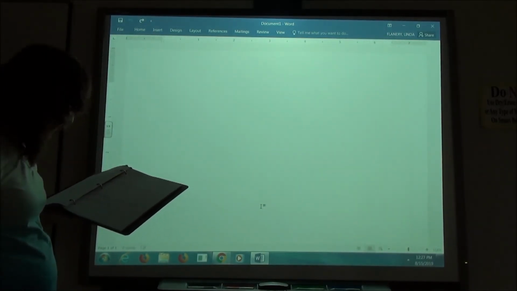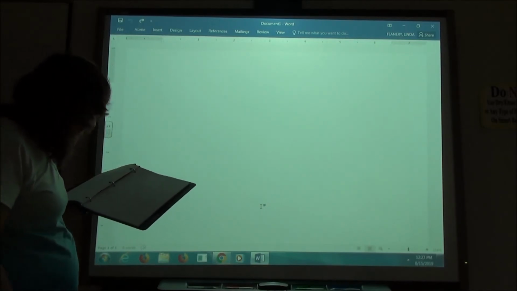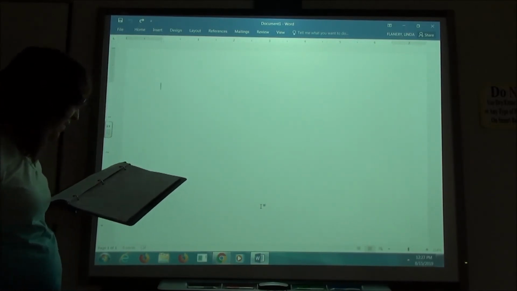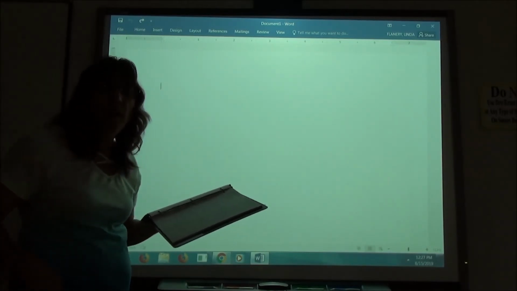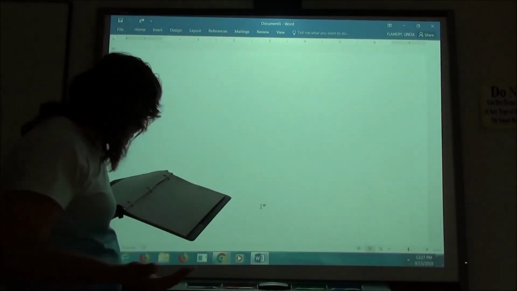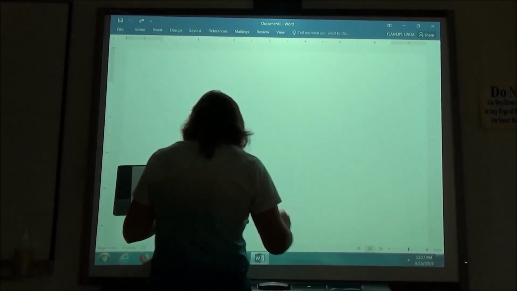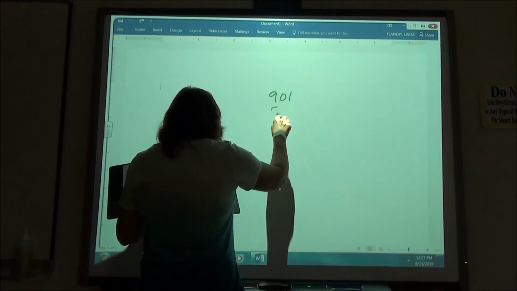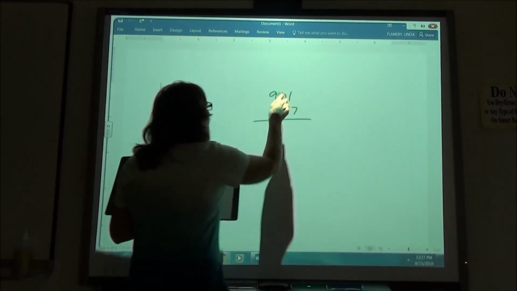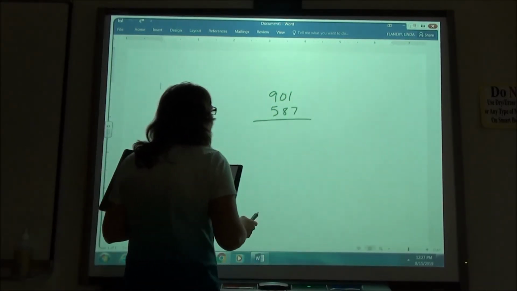Treyville High School's bake sale made $901. Woodlands High School bake sale made $587. How much money did they make together? So if I'm looking for how much they made together, I'm just going to add those two numbers up. So the first school made $901, the second one made $587. I want to line up my digits if I can write straight.